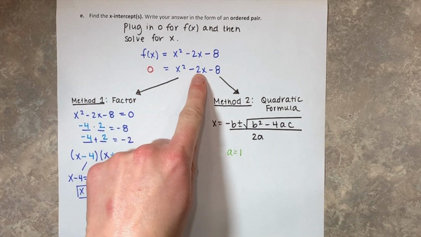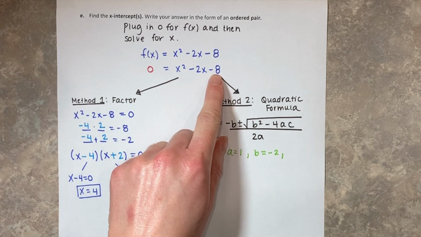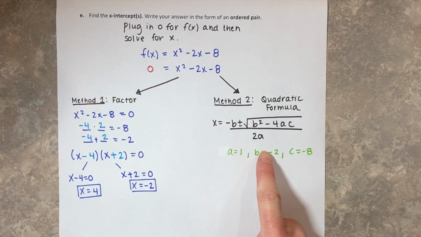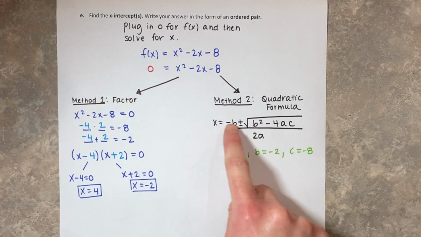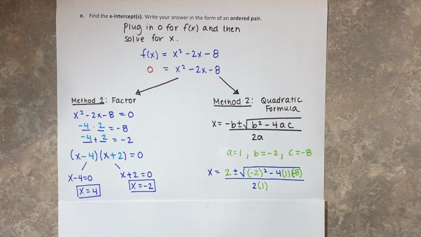B is the coefficient of the x term, which is -2 in this case. And c is the constant, which is -8. Now let's plug our a, our b, and our c in for the a, b, and c's in the quadratic formula.